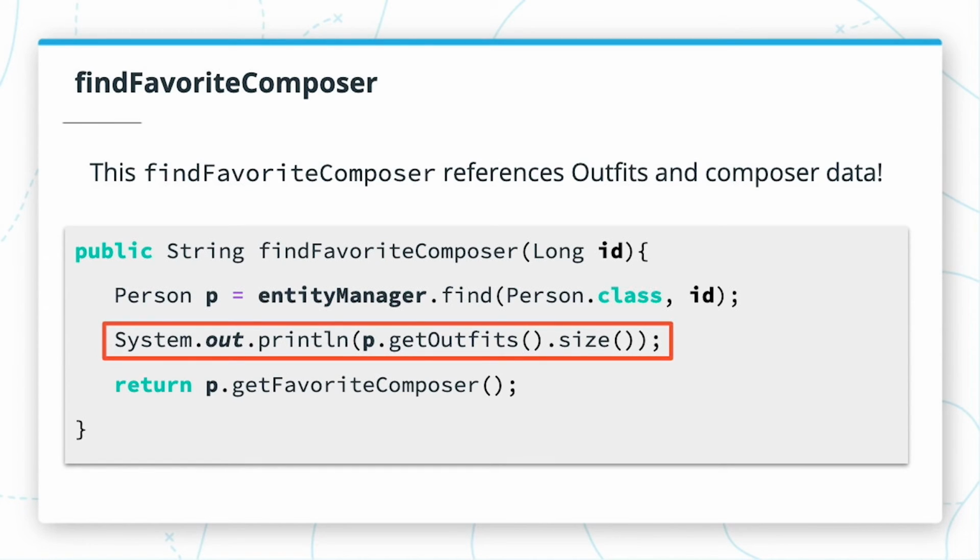If I modified my favoriteComposer method so it prints out the number of outfits, Hibernate will make one query when the find method is called, and then a second query when I print out the lines.